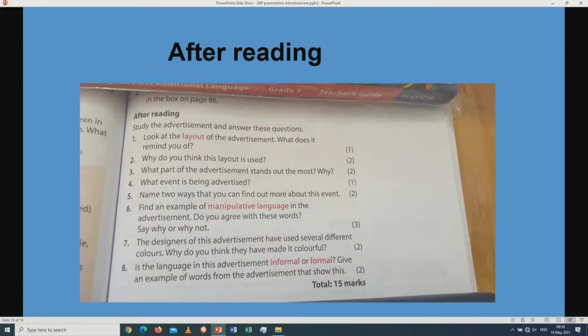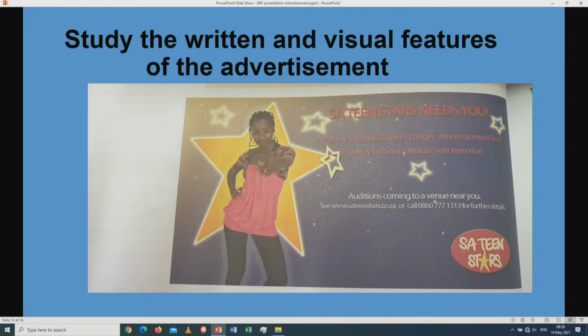Question 5. Name 2 ways that you can find out more about this event. Let's go to the advertisement. I can see them. You can look on the website or make a telephone call. The website is written over there. You don't have to write it down. You can just mention that you look at the website or make a telephone call.